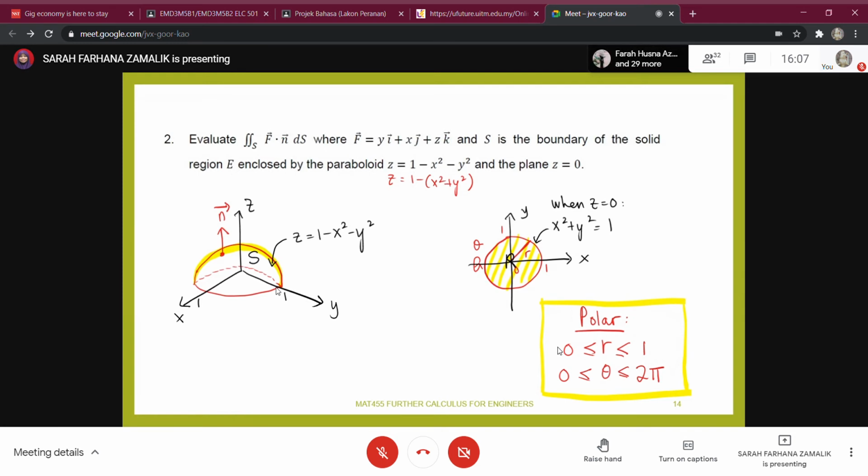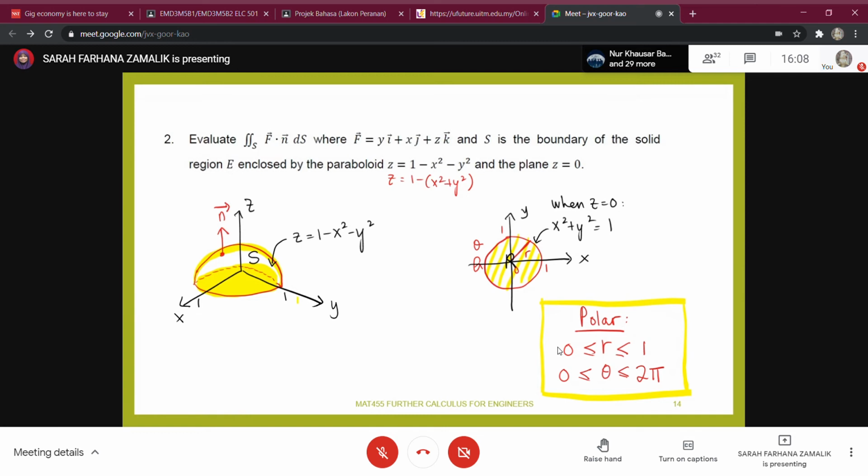So now yes, let's try to evaluate the surface integral here. Of course by using polar coordinate. Because why? Look at the projection here. Projection dia on xy plane. So yang ni pun sama juga on xy plane. So S dia yang mana? S is the boundary of the solid region E enclosed by the paraboloid and the plane Z equals to 0. So ini paraboloid. So kita ada dua surface sebenarnya. Satu surface yang kat bawah ni which is the cap of your paraboloid. So ini surface 1 and then satu lagi surface S, your paraboloid surface here which is Z equals to 1 minus x square minus y square.